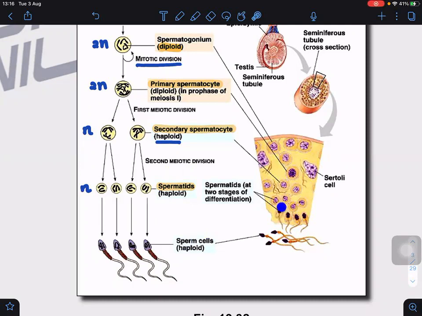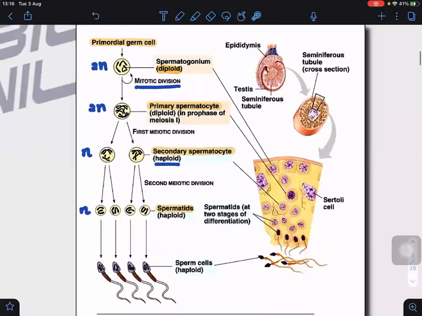But the sperm cells at this moment still link with the Sertoli cells. They are still attached to the wall of the seminiferous tubule. But when we release them, the spermiation process takes place, meaning that they are fully matured.